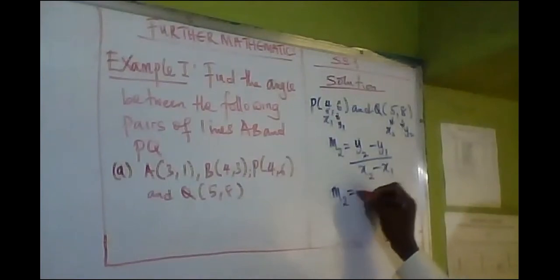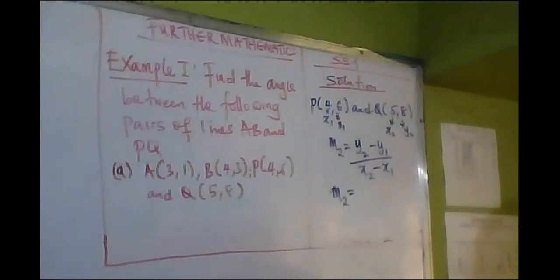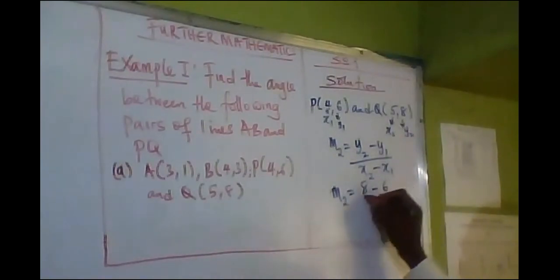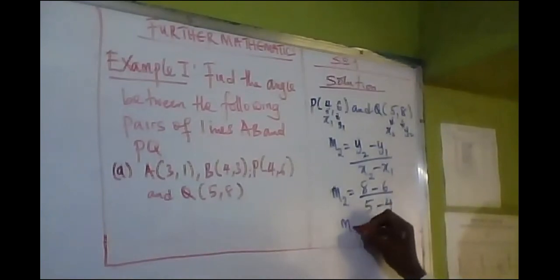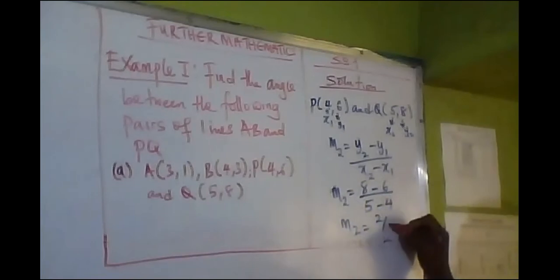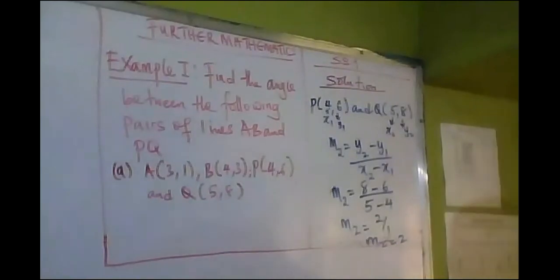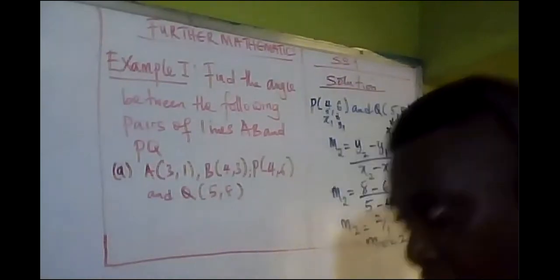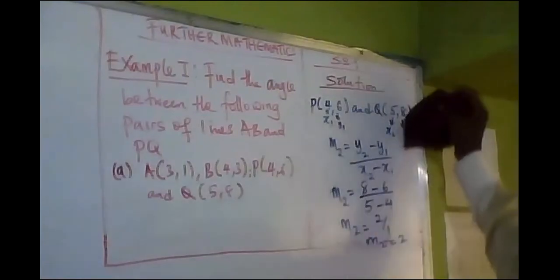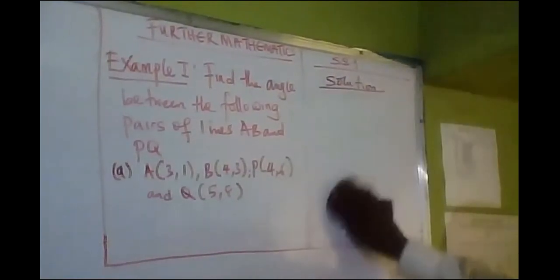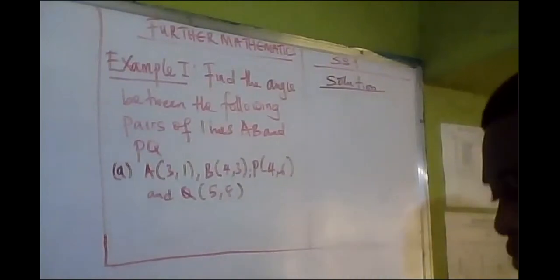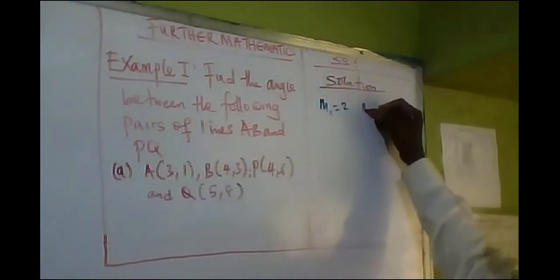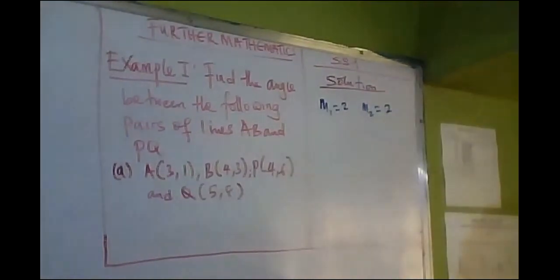My m2 will give me, what's y2? 8, minus y1, which is 6, all over x2, which is 5, minus 4. So m2 is 8 minus 6, 2, over 1. M2 is equal to 2. Recall that m1 is equal to 2 and m2 is equal to 2. So these lines are parallel lines.